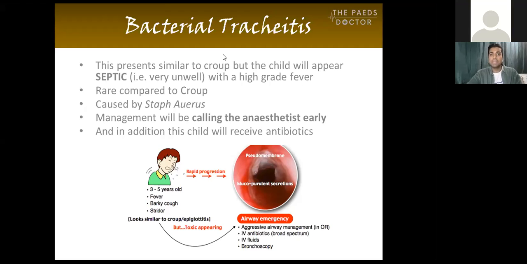So the child will appear more unwell, they'll be septic, and you get the anaesthetist straight away, and you give IV antibiotics, while with croup you don't give antibiotics, okay? Because of the difference in causes.